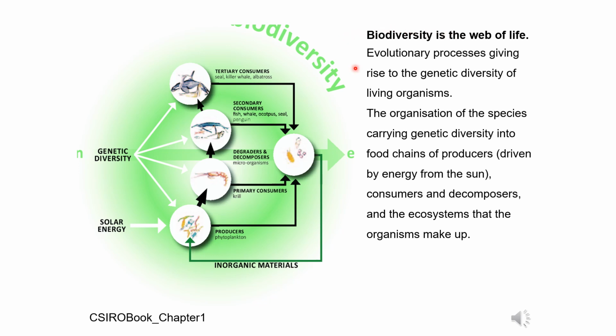Biodiversity is the web of life. Because of the evolutionary process, these diverse living organisms are able to survive on this planet. And because of these diverse life forms, the food chain is formed. At the lower level, the producers and the primary consumers which depend on the producers, and secondary consumers which depend on the primary consumers, and at the top level we have the tertiary consumers which depend on the secondary consumers. So this diversity forms the basis for the food chain, and we human beings are an integral part of the food chain.